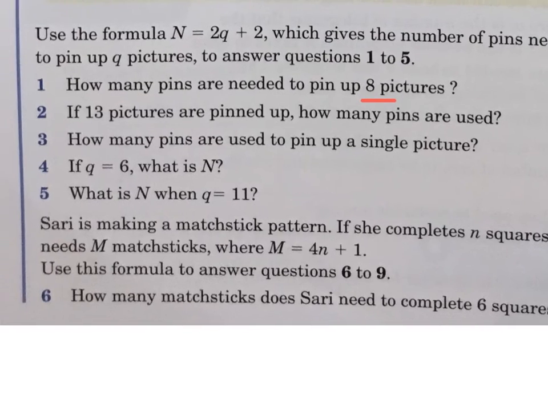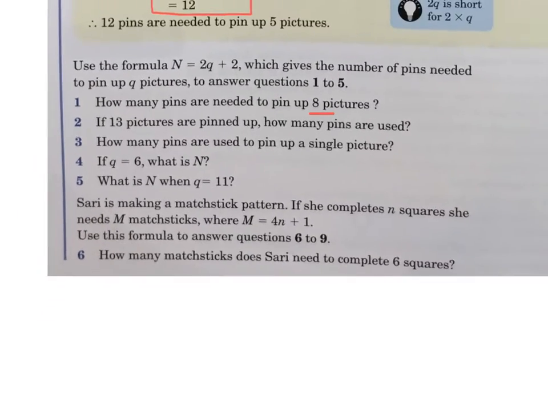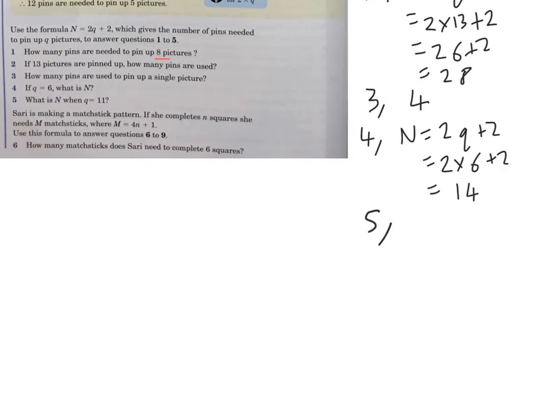Question 5 says, what is n when q equals 11? So now we're putting q into the formula to be 11, so 2 11s. 2 11s are 22, plus 2 more is 24. Okay, on to the next one.